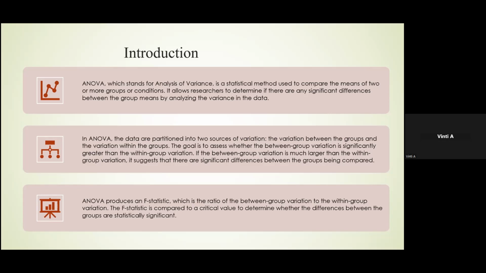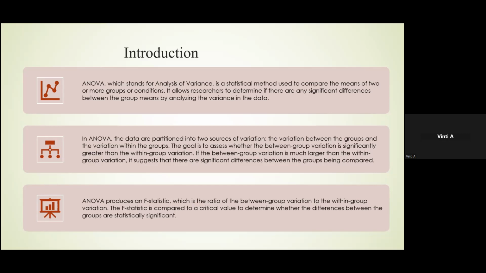So within, let's say, treatment A, you may have some 10, 15 observations. You want to see whether there is variability within the A group. Similarly, you will see the variability within the B group and within the C group. And then you also want to see the variation between A and B, A and C, and B and C. The idea is that if the variation between the groups is more than the variation within the groups, then you can say there is a significant difference between the three categories of treatment, or whatever categories you may have.